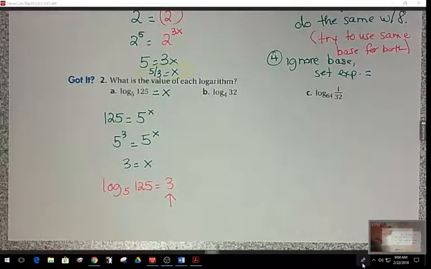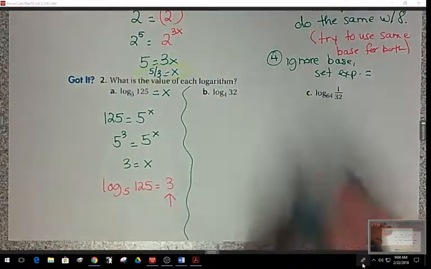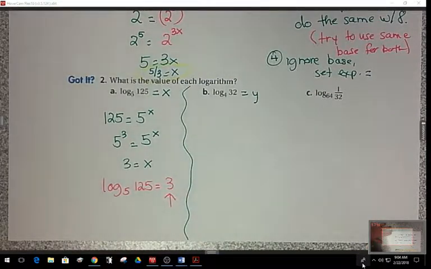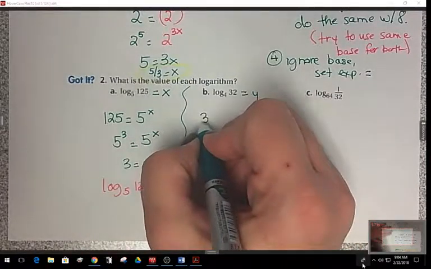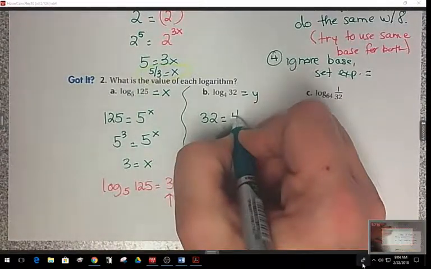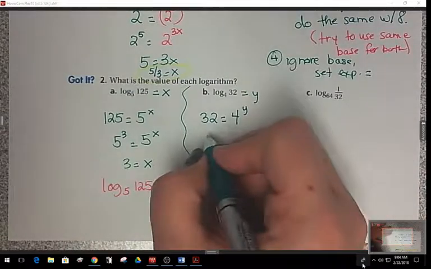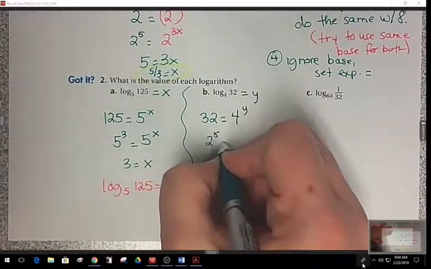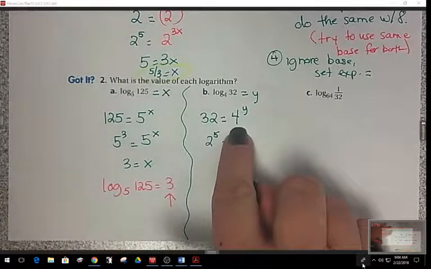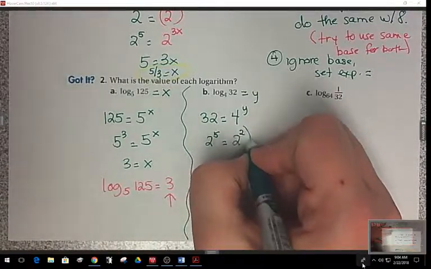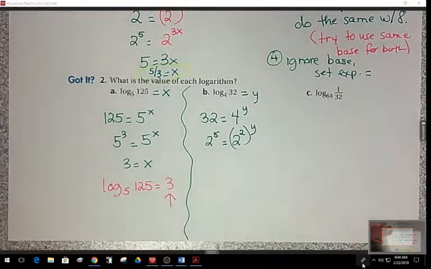All right, now for part B. Set it equal to any variable. I'm going to use a y this time just because. You don't have to. And I'm going to bring the 32 down, equals the base to the y power. Well, just like in the example we did above, 32 is the same thing as 2 to the 5th. Well, I need to rewrite 4 as 2 to a power. So 4 is 2 squared. And don't forget to bring your exponent of y straight on down.